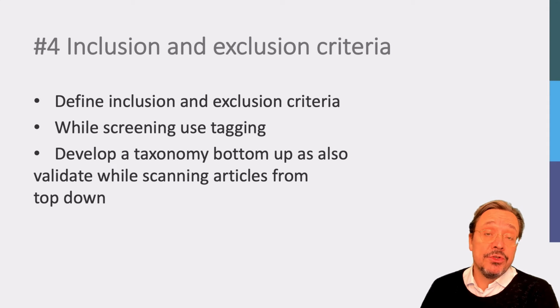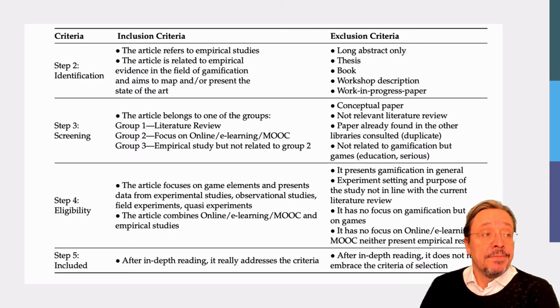So now about the inclusion and exclusion criteria as a fourth step. You need to define them, and it is very helpful while you screen the articles in the phase before, you already try to understand better what you're searching for. Is it, for example, only empirical studies? Is it a certain methodology, a certain application domain? You can use this already to define inclusion and exclusion criteria, also to reduce and focus your corpus of documents.